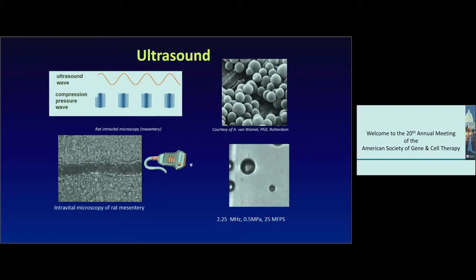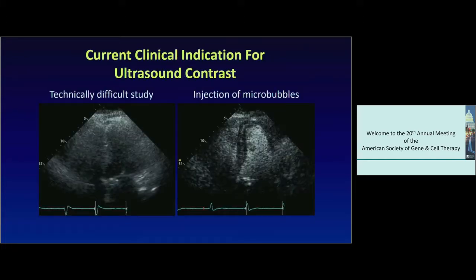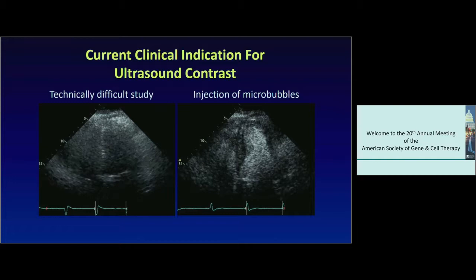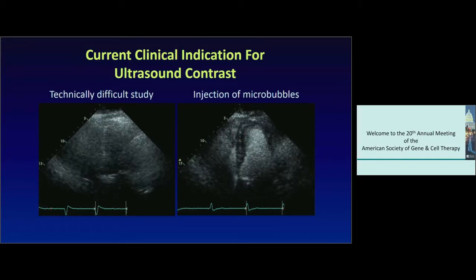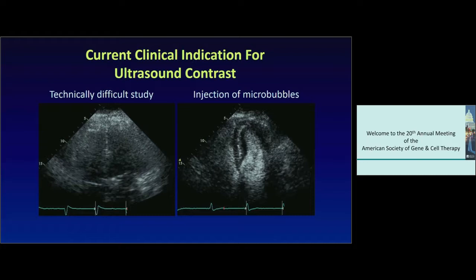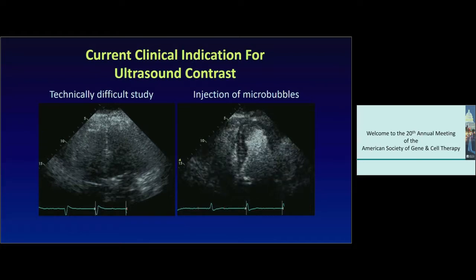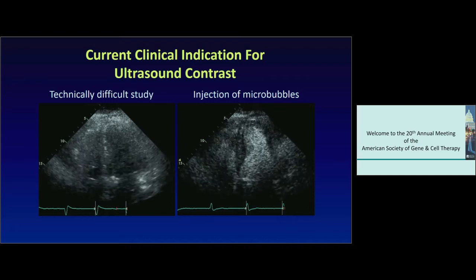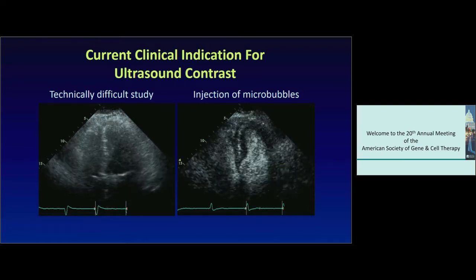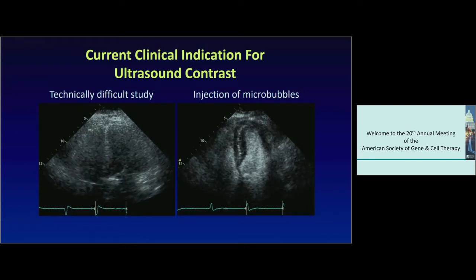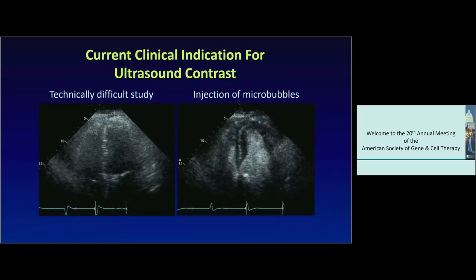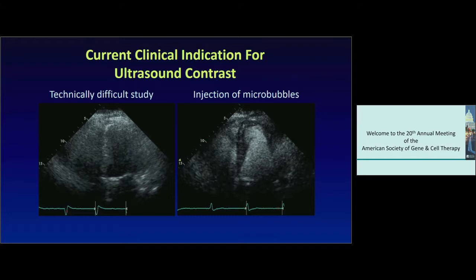This is something that's used in clinical cardiology for an FDA-approved indication in patients who have a technically limited echocardiogram, such as shown here, where you can barely see the endocardial surface of the heart and you can't evaluate wall motion of the heart. When you inject these contrast agents or microbubbles, they light up the blood pool and you are able to see the walls of the heart more clearly.